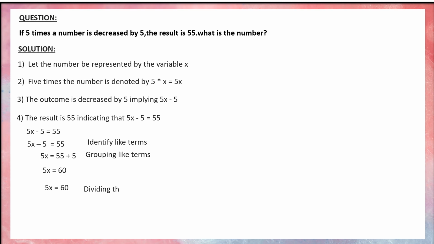So what we'll just do next is to simplify further, and this time around we want to solve for x, but we have 5 multiplying x. But if we divide through by 5, starting on the left hand side, we'll be left with x, and if we divide 5x by 5, we have x, and if we do 60 divided by 5, it gives us 12. So the number we're looking at from the onset, and which we have solved for, is 12.